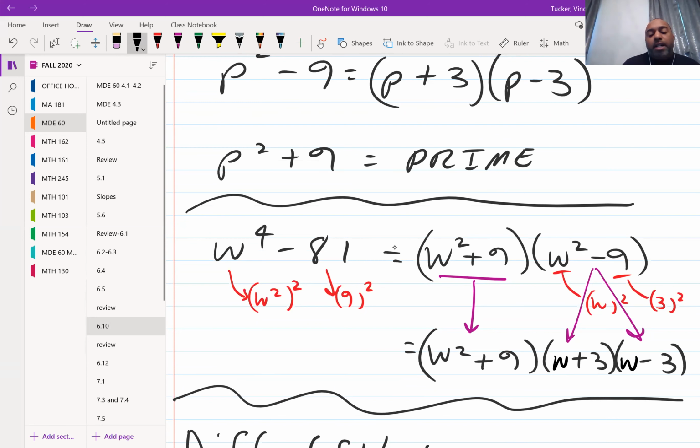So the w squared plus 9 just comes straight down. And then the w squared minus 9, break that up into w plus 3, w minus 3. All right, questions, any questions? Everybody cool with the difference of squares?